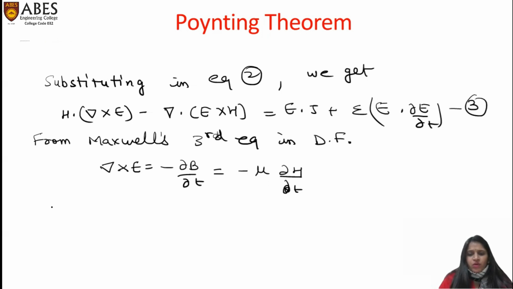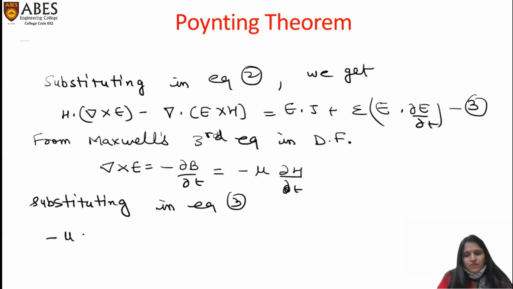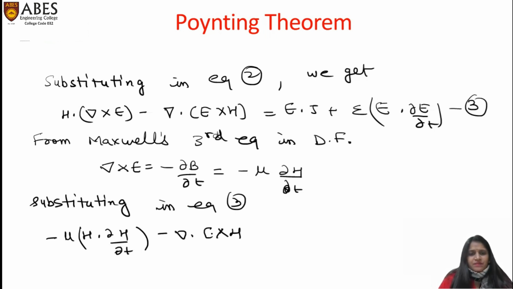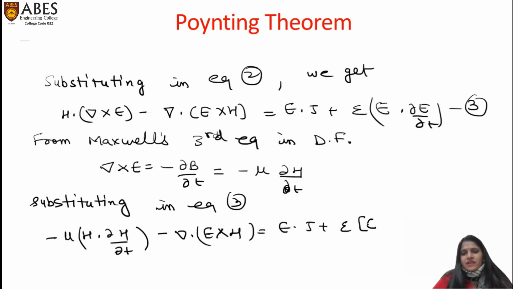So substituting in equation 3, what we get is minus mu H dot del H by del T, because in place of del cross E we are writing minus mu del H by del T, minus del dot E cross H is equal to E dot J plus epsilon E dot del E by del T. Now we have something in terms of the magnetic field and the electric field strength.